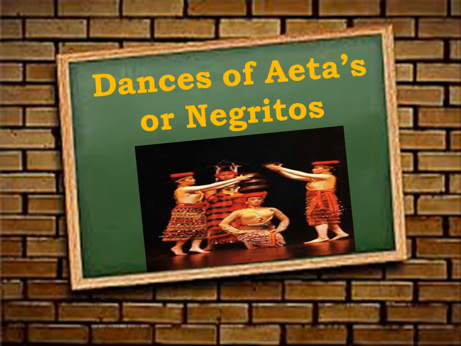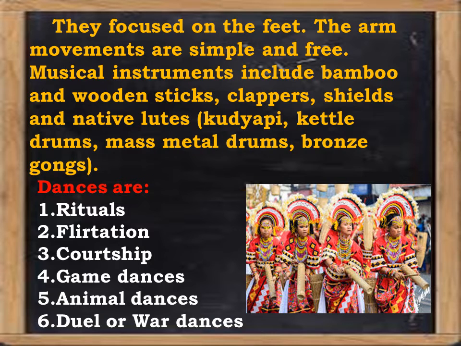Now, let's proceed to the dances of Itas or Negritos. The dances of Itas or Negritos focus on the feet. The arm movements are simple and free. Their musical instruments include bamboo and wooden sticks, clappers, shields, native lutes, kudyapi, kettle drums, metal drums, and bronze gongs. The dances of Itas or Negritos are used for rituals, flirtation, courtship, game dances, animal dances, and duel or war dance.